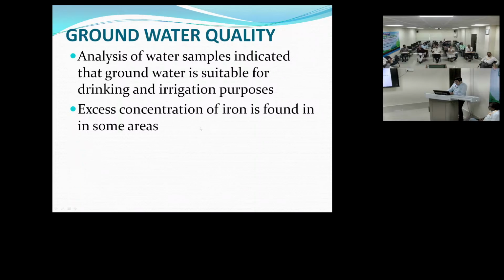So water quality wise, it is suitable for drinking. Excess of iron content is normal, you can find it in some areas.